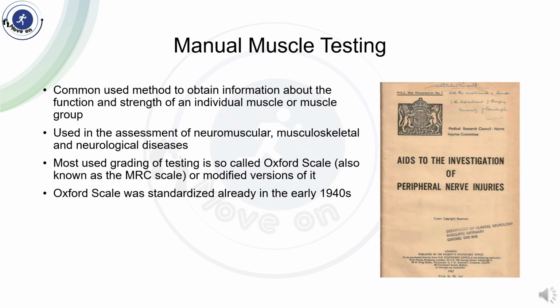Manual muscle testing commonly utilizes the so-called Oxford scale, or a modified version of it. The Oxford scale, also known as the MRC scale, was standardized already in the early 1940s in the publication Aids to the Investigation of Peripheral Nerve Injuries.